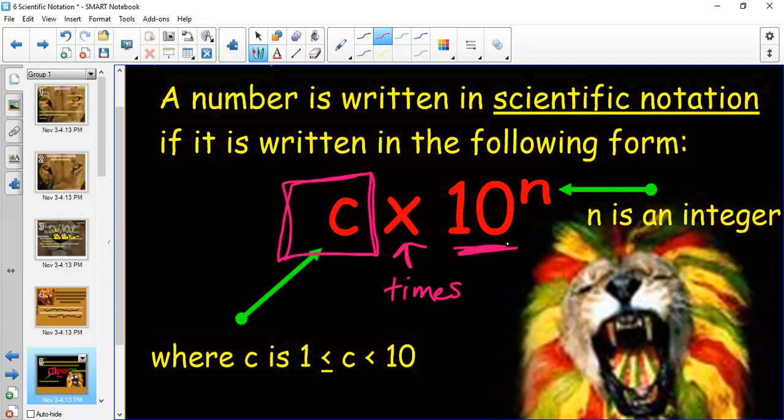And so the two things that are going to change here are the C and the N. That C, you can see down below, needs to be between 1 and 10. It can be 1, that's why it's equal to, but it can't be 10. It has to be greater than or equal to 1 and less than 10. So that will change based upon the number. So will the N. N represents some kind of integer. In other words, it could be positive, it could be negative, but it has to be a whole number.